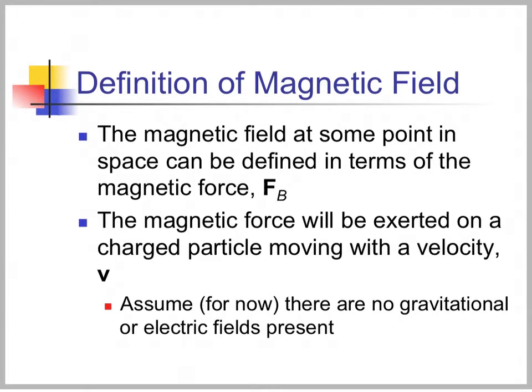The magnetic field at some point in space can be defined in terms of a force that it exerts on a particle. The magnetic force will be exerted on a charged particle moving with a velocity v. Now, when we are considering all this, let's ignore any gravitational effects, ignore any electrical effects, and just look at the magnetic field.